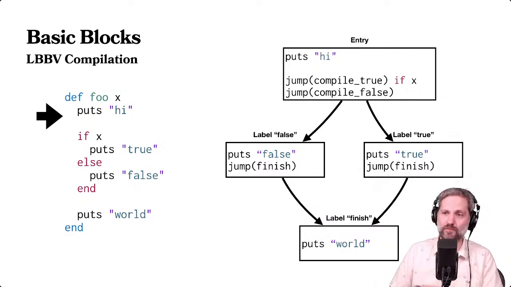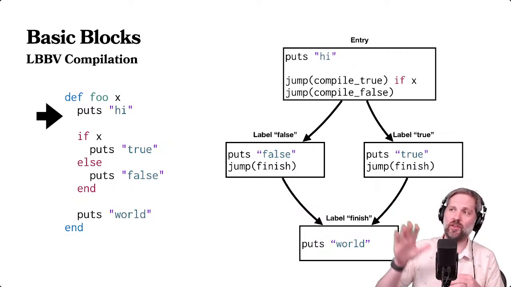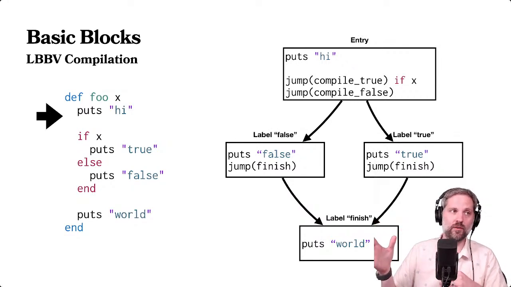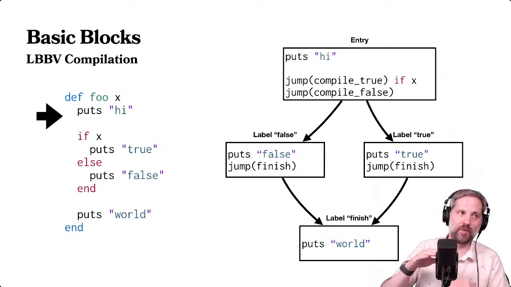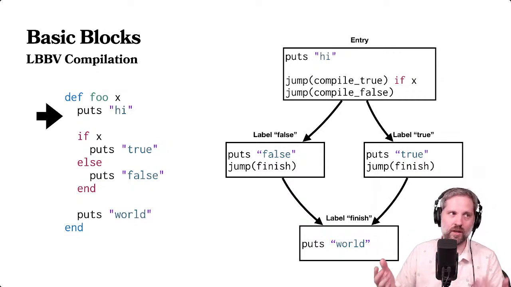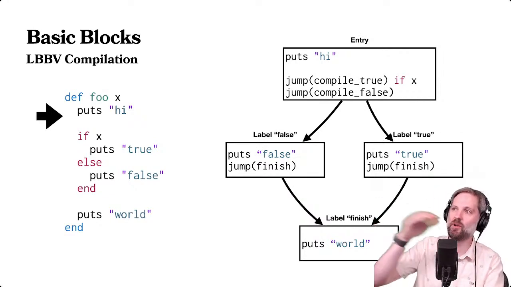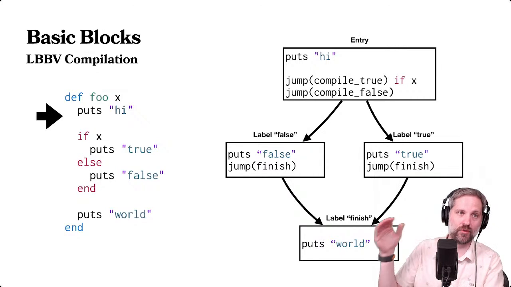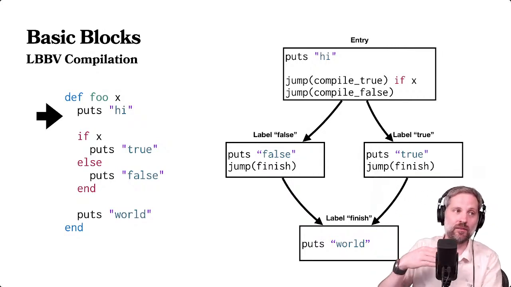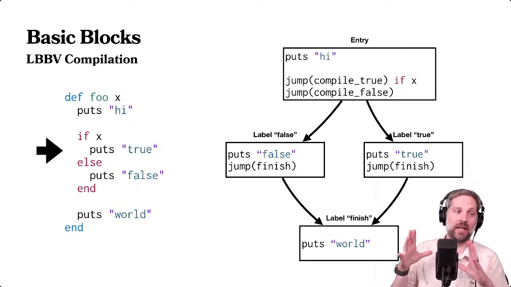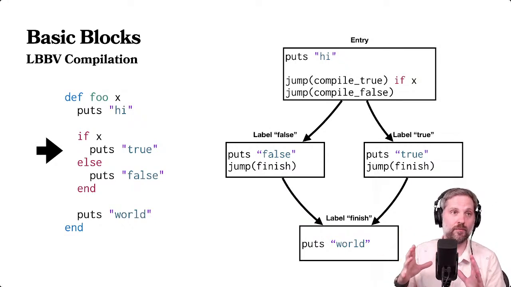What'll happen is when we execute this machine code, if we jump to the true case, we're going to jump back into the compiler. So let's imagine X is true, and it comes down here and says I'm going to jump to the compile true block. That jumps back into the JIT compiler and says, hey, I need you to compile the true case.